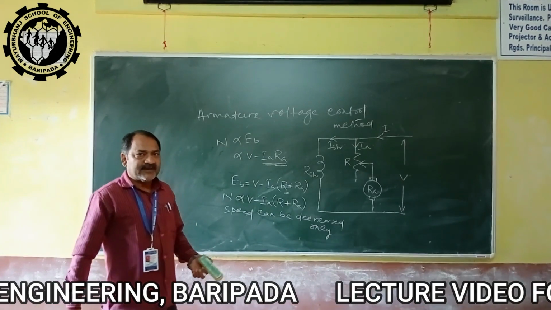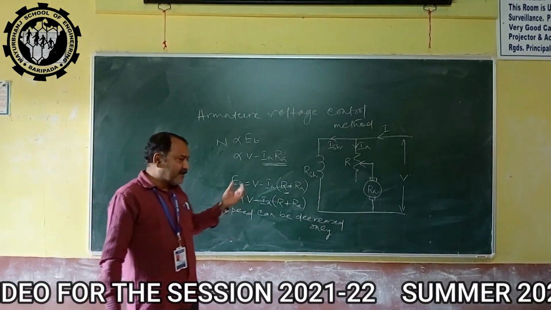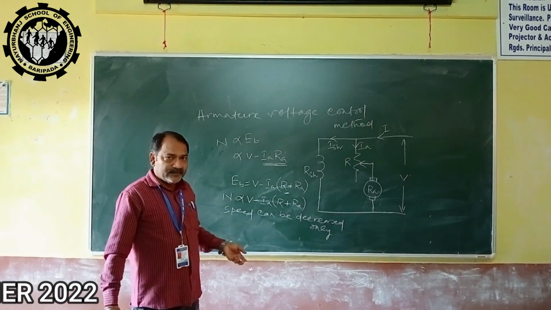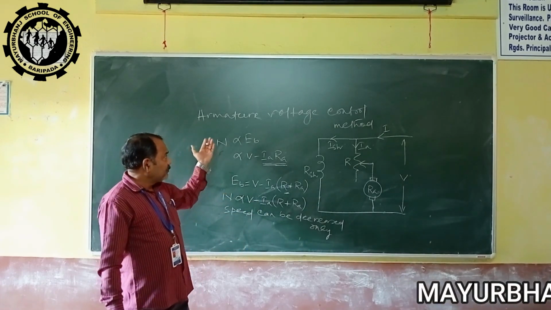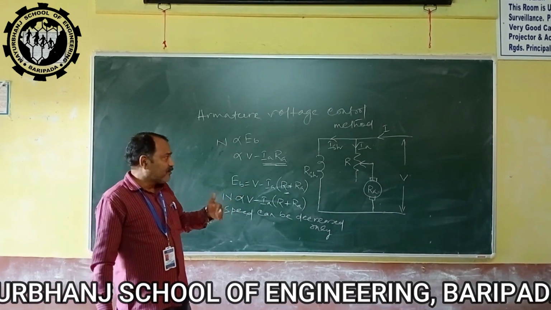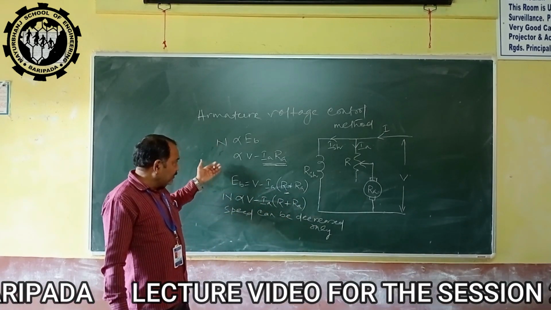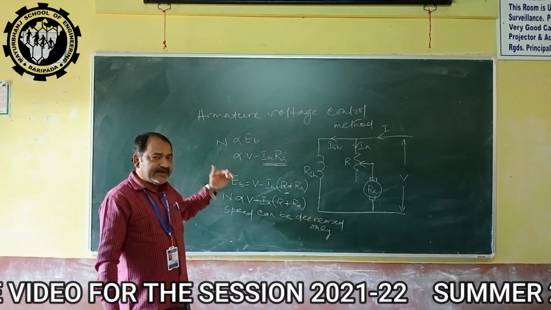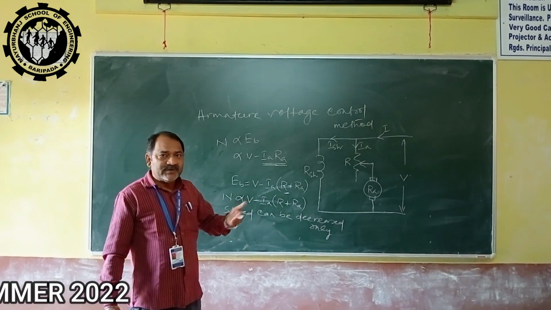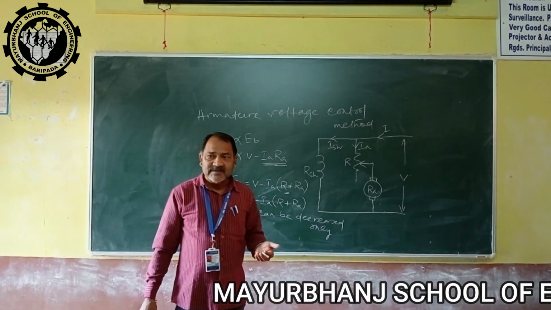But here also there are limitations, because whenever we are decreasing the speed, if the speed is decreased beyond the critical value, then it will not be possible to run the motor. In the flux control method, the speed can be increased, but there are some limitations. The speed cannot be increased beyond a certain value. Similarly, in the armature voltage control, the speed can be decreased only, and speed cannot be decreased beyond the critical value. So these are the two methods which are used in case of the DC shunt motors.